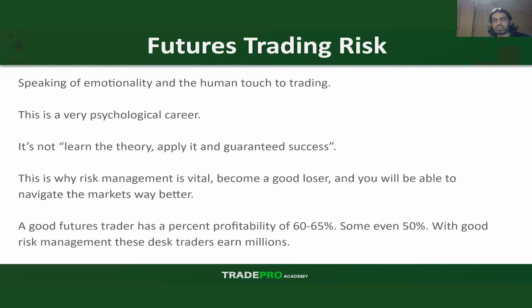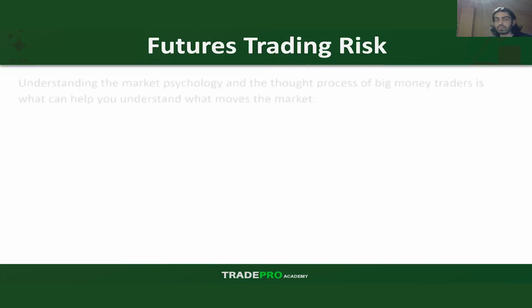A good futures trader realistically probably has a percent profitability of around 60, 65. These guys are successful on the higher end of better traders. Some even at 50%, right? With good risk management and an R&R, all these desk traders, they earn millions realistically, right? They're willing to take these risks because their risks are defined. It's very simple in their regard.